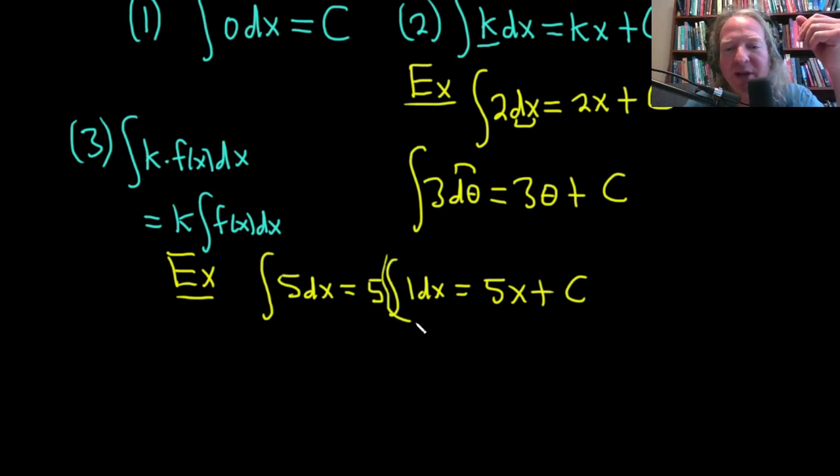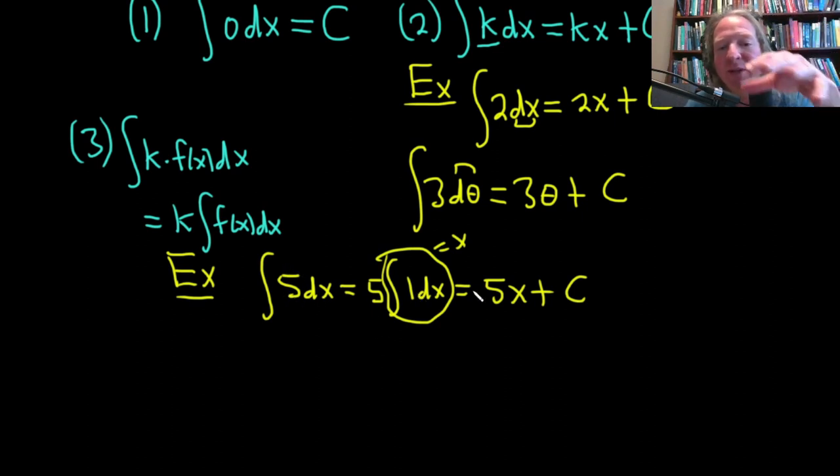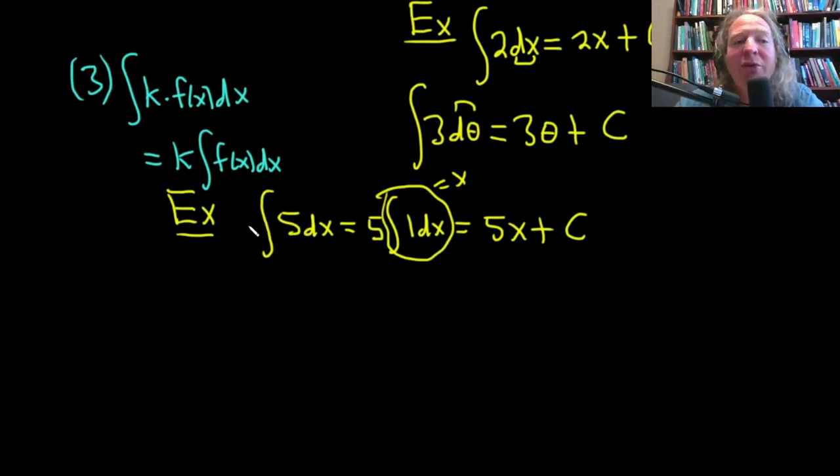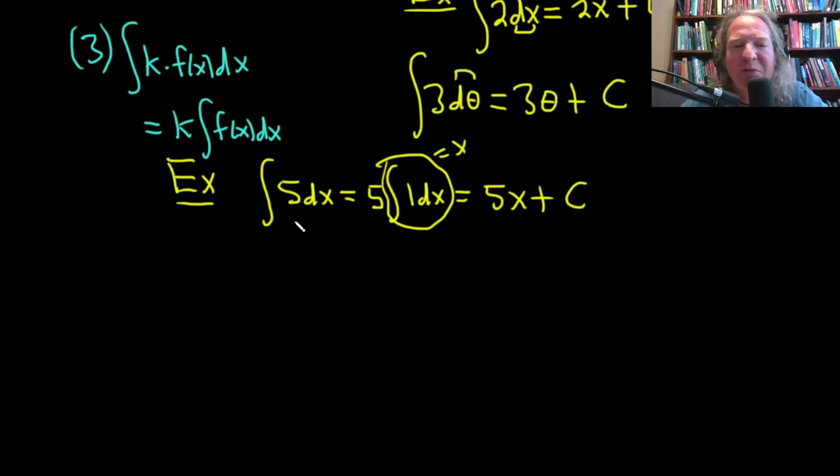So you integrate this, and you get x, and then you just multiply by 5, and you get your answer. So not very useful in this particular case, kind of a pointless example. But the point is you can pull numbers out, which can be useful sometimes, just not in this particular case here.